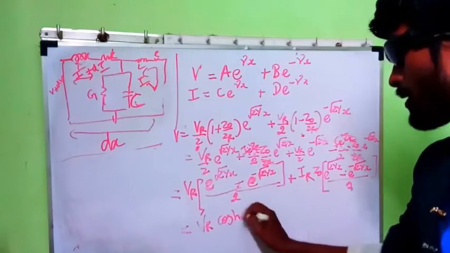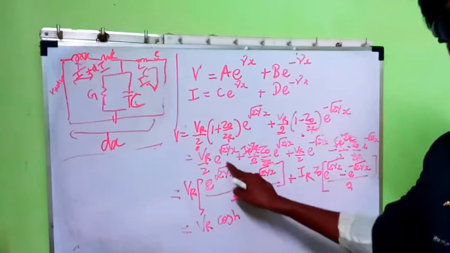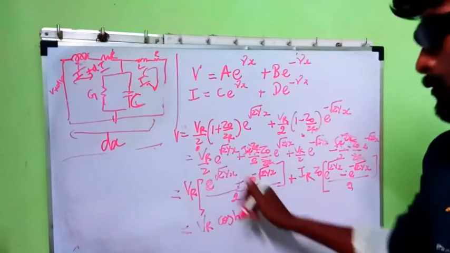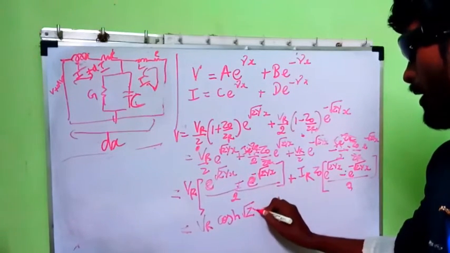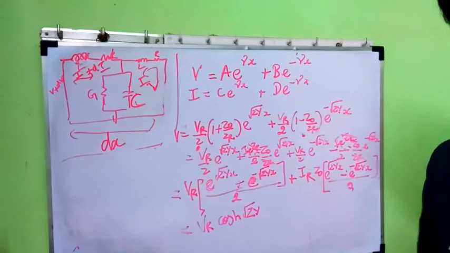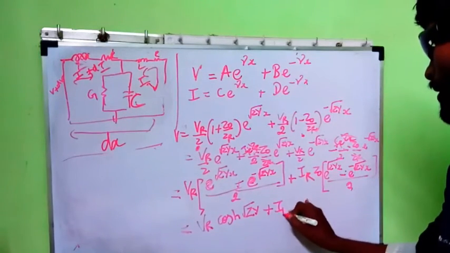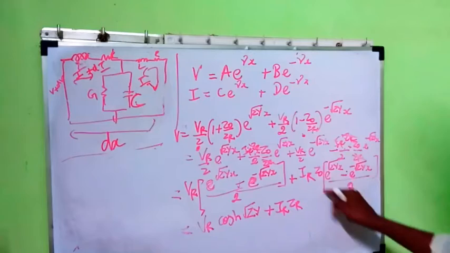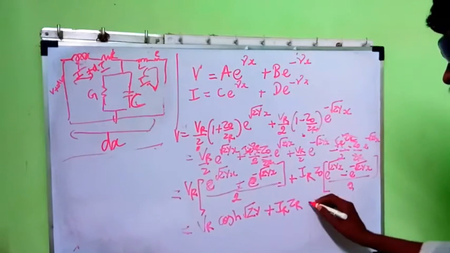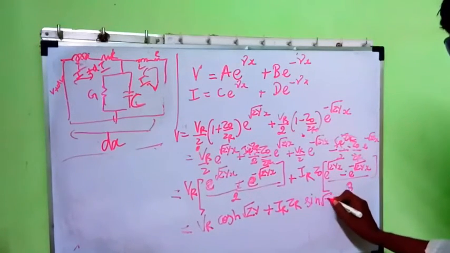That is equal to, what's the x term here in cosh? Root of ZY, right? Root of ZY. Cosh root of ZY. That's all. And afterwards, plus IR ZR. What's this term? Minus, right? That means what? Sinh root of ZY.